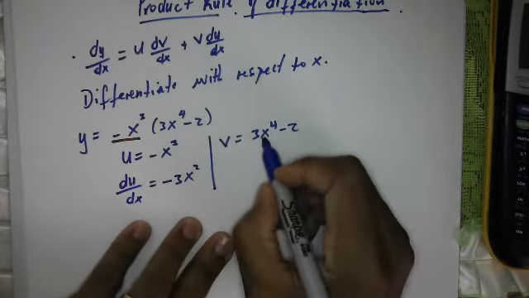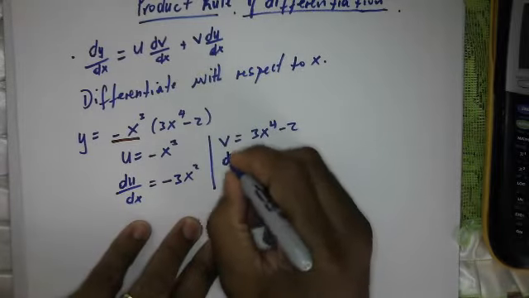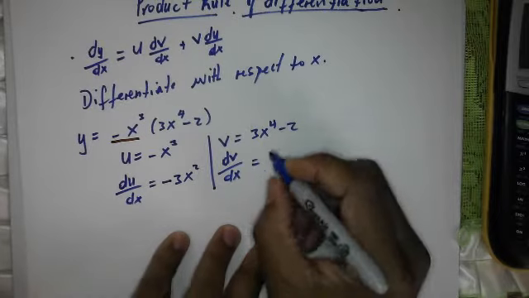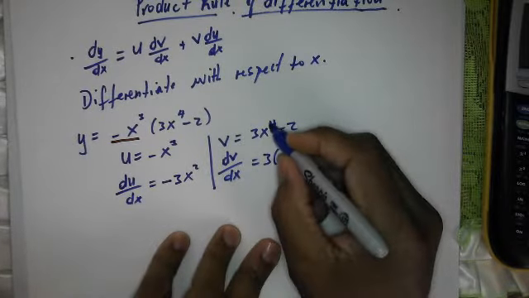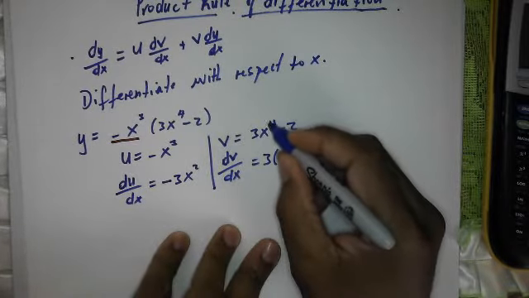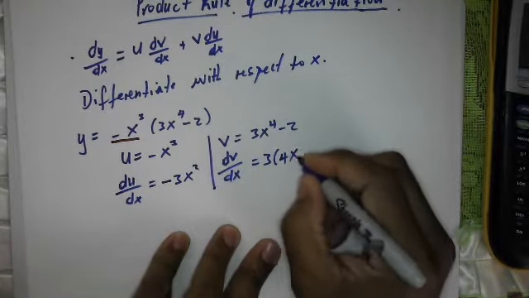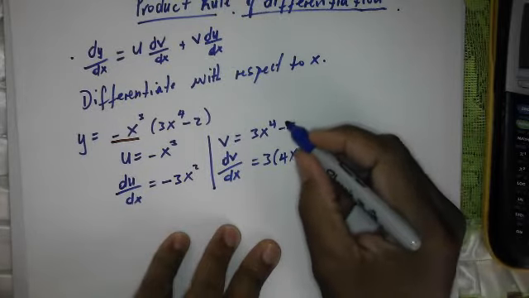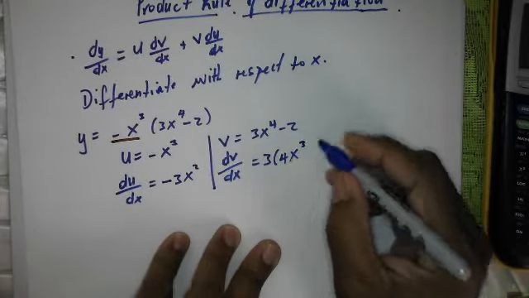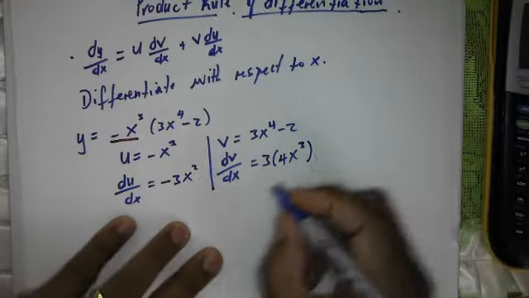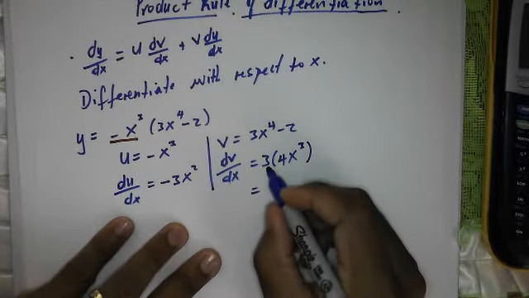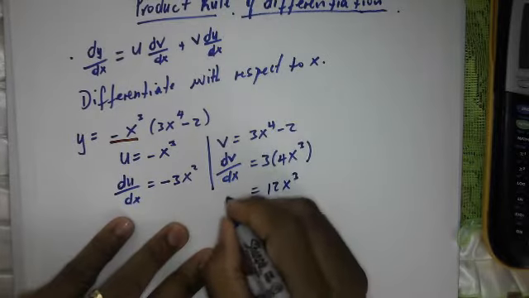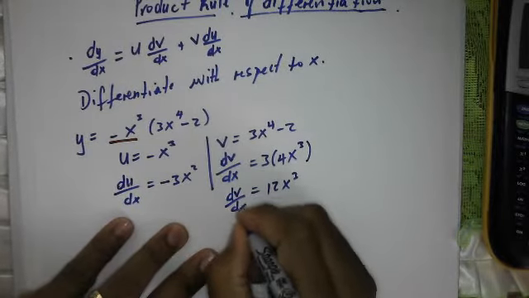I'm differentiating v with respect to x, so that would be dv by dx. Alright? I have my 3 here. Then I'm going to differentiate the x to the fourth part. So I bring the 4 to the front, have my x, and I subtract 1 from this exponent, and it becomes 3. Remember, when you differentiate a constant, that is 0. So this is it here. Okay? Let's clean it up a little bit. 3 times 4x cubed, that is just 12x cubed. So this is dv by dx.